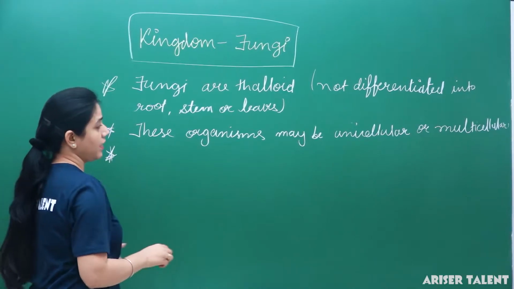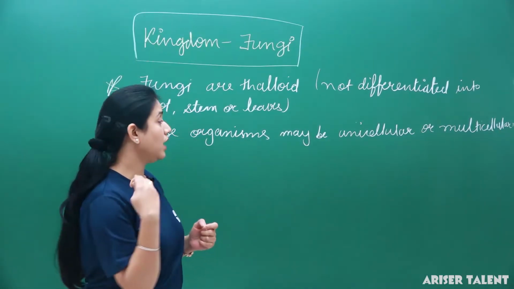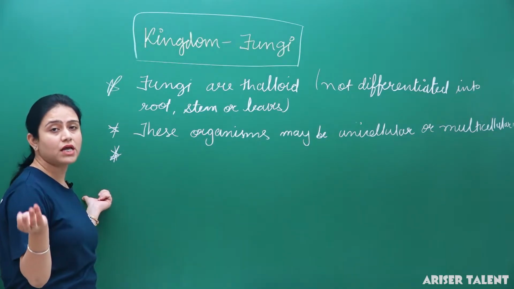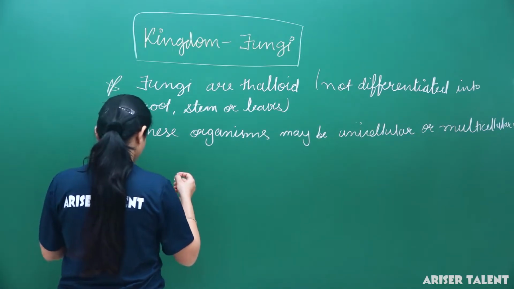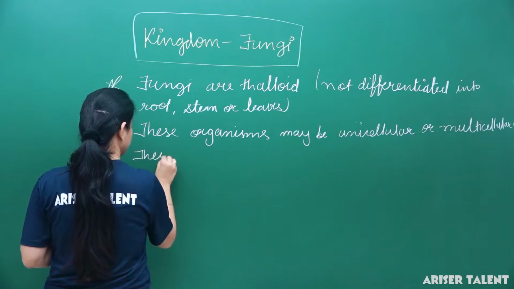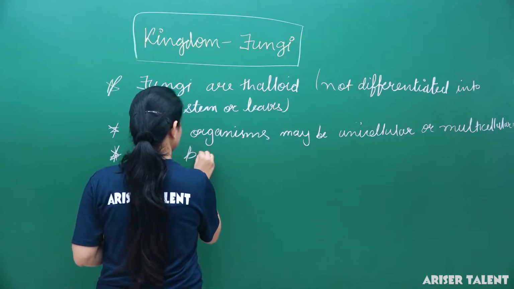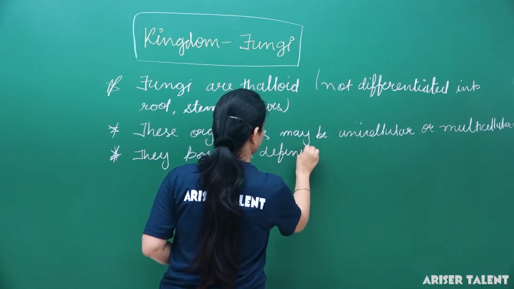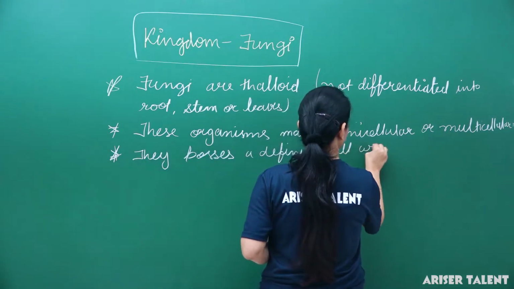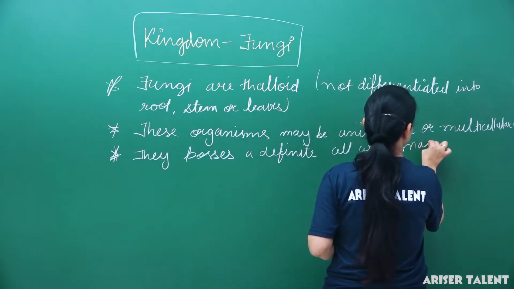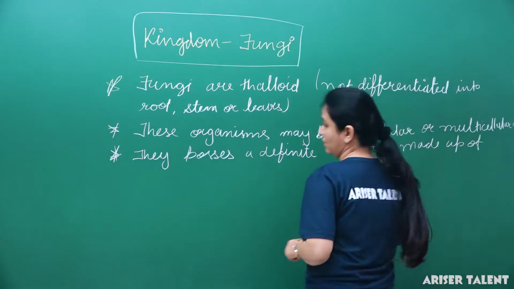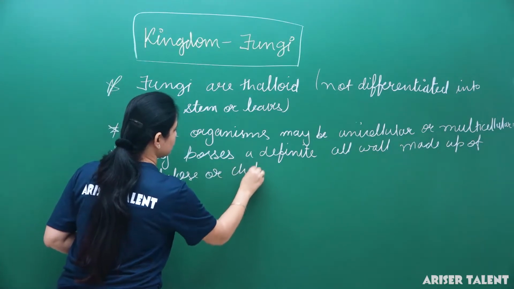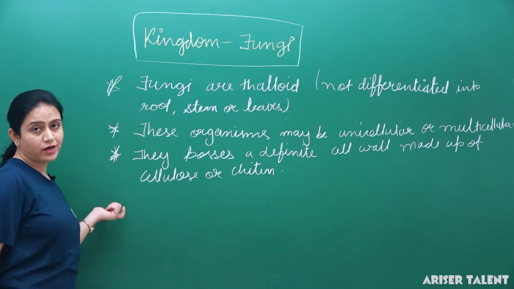Besides it, if we talk about the outer structure, their cell body is generally covered by a cell wall, which is made up of cellulose or chitin. So here we can mention they possess a definite cell wall made up of cellulose or chitin. Okay, so this is all about the structure.